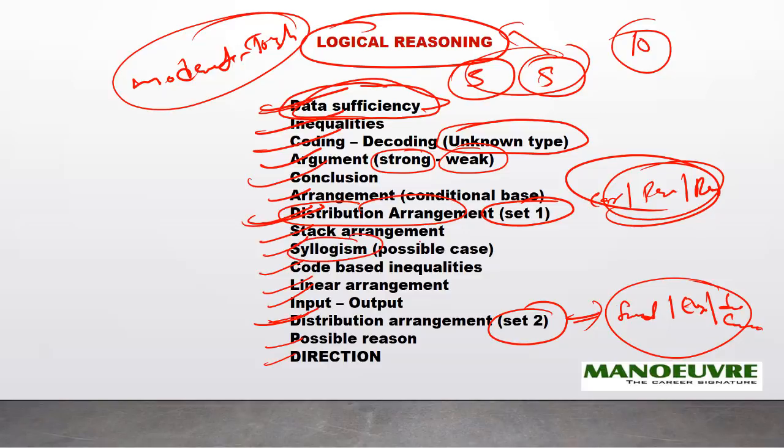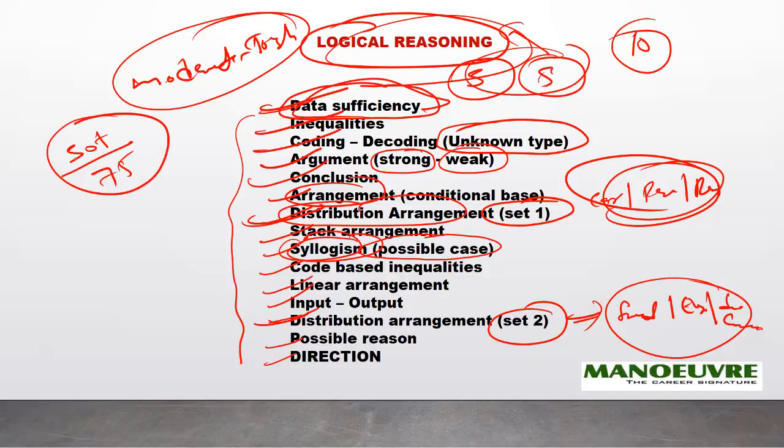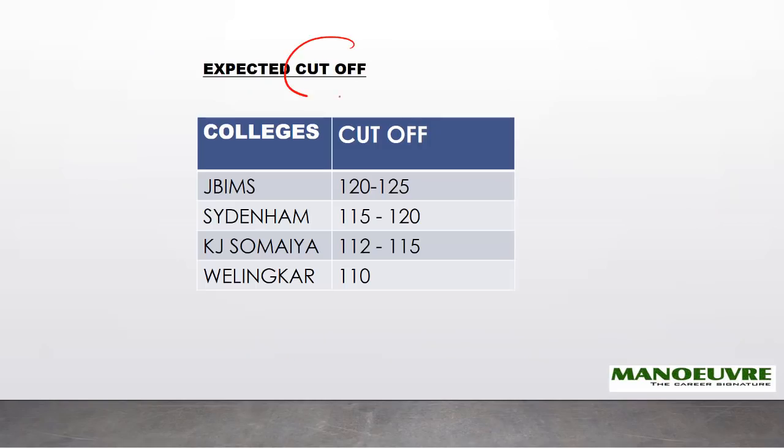Syllogism was easy, and all the questions were based on the possible cases. So those who had joined my online workshop, they will be at an advantage with respect to the logical section. So out of 75 questions, if your attempt is 50 plus, it is a good attempt in the logical section. Alright, now let me talk about the cutoff.